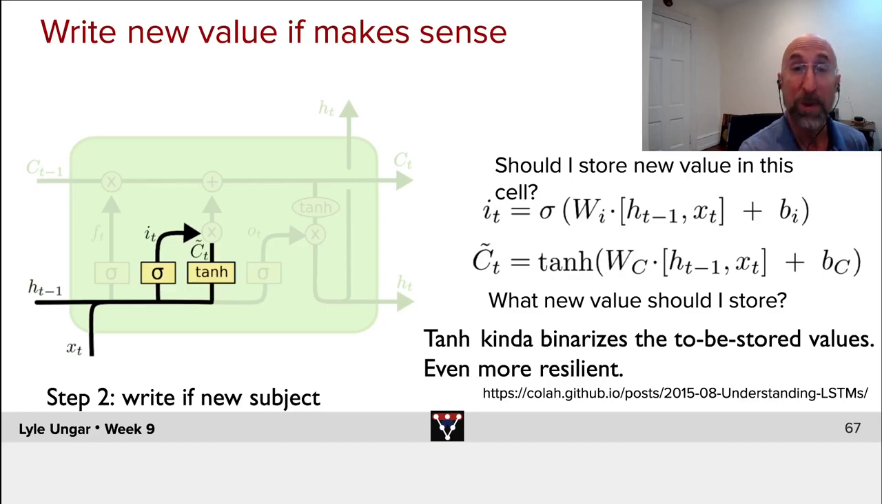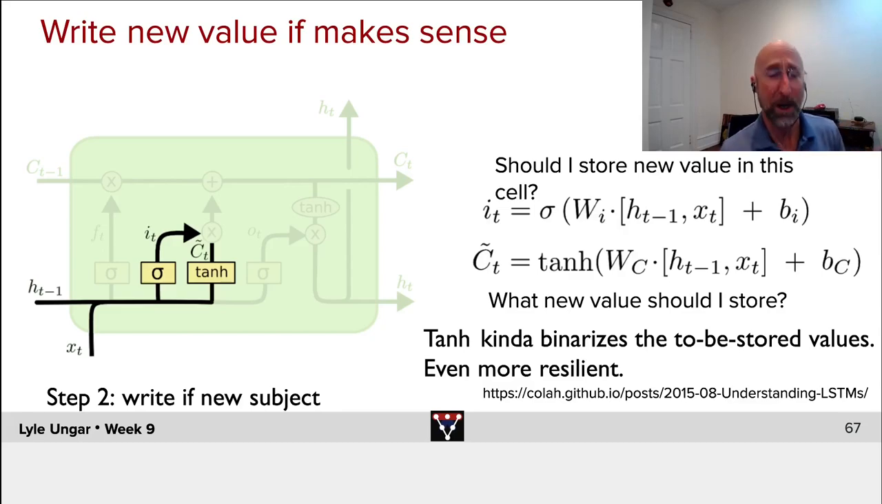We have the forgetting part. We have the input. This I is going to look exactly the same. It's also a sigmoidal function with a different weight multiplied again by the concatenation of the current x and the preceding hidden state and a new bias term. So that's: should I remember this new value?